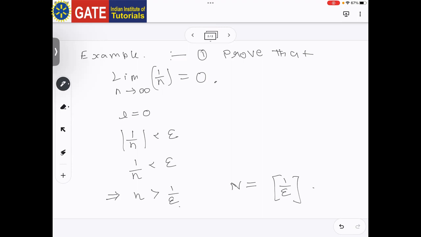So this is if and only if. You can go back from here. So that means for all n greater than capital N, a_n is less than epsilon. So definitely the sequence converges to 0.